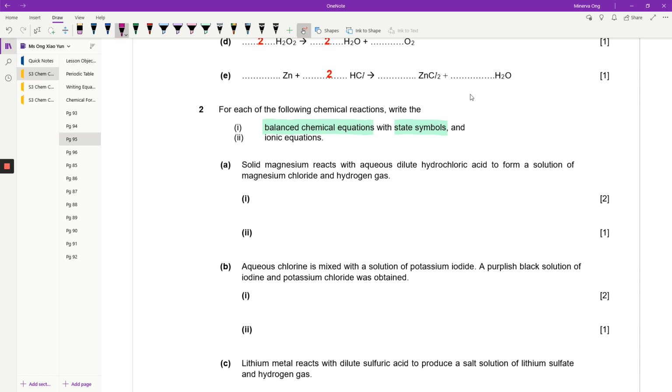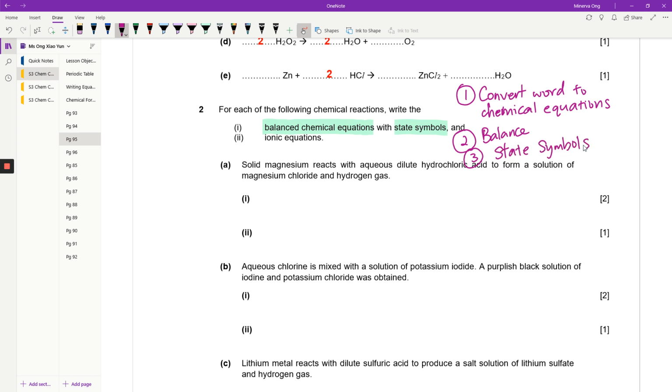First step, you convert word to chemical equations. Then the second thing you need to do is to balance. Then third, state symbols. Okay, I will show you in this order of the steps. So let's do the first one first, converting word to chemical equation. For this step, I will use blue color.